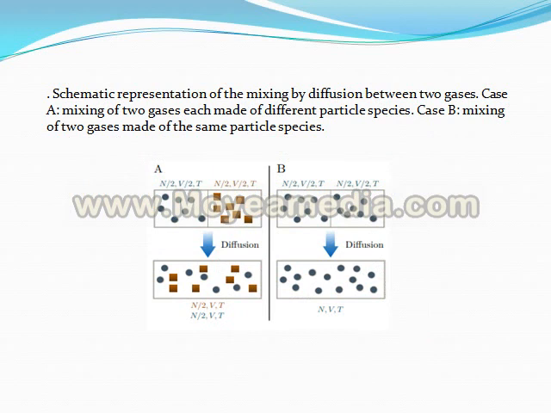A schematic representation of the mixing by diffusion between two gases is shown below. Case A shows mixing of two gases each made of different particle species. Case B shows mixing of two gases made of the same particle species.